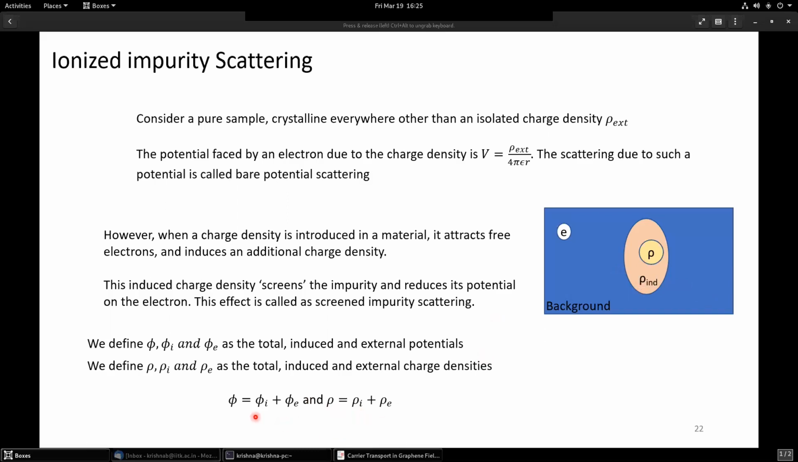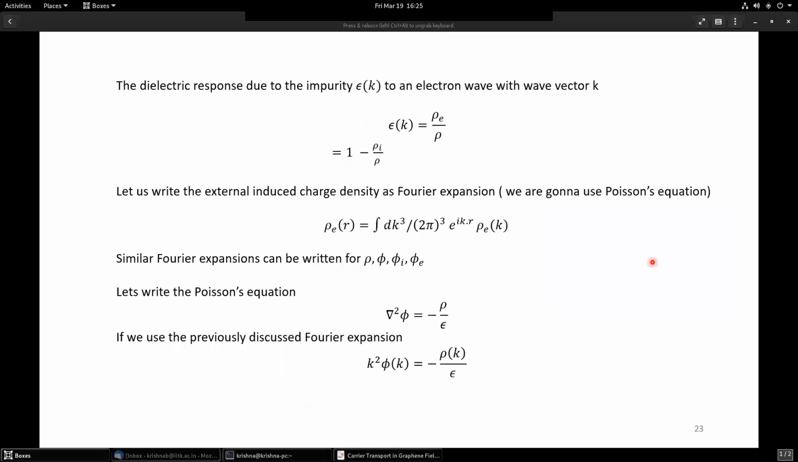In addition to that, you also have a potential. So I have mentioned the total charge as rho and the total potential as psi. The total potential is a signed summation of the induced potential plus the external potential due to this external charge rho. But you know that from the classic electromagnetic theory, the dielectric response to an impurity that you have added is expressed as rho of k. I will soon show what k is. So k is the reciprocal space or a Fourier expansion coefficient of all these things.